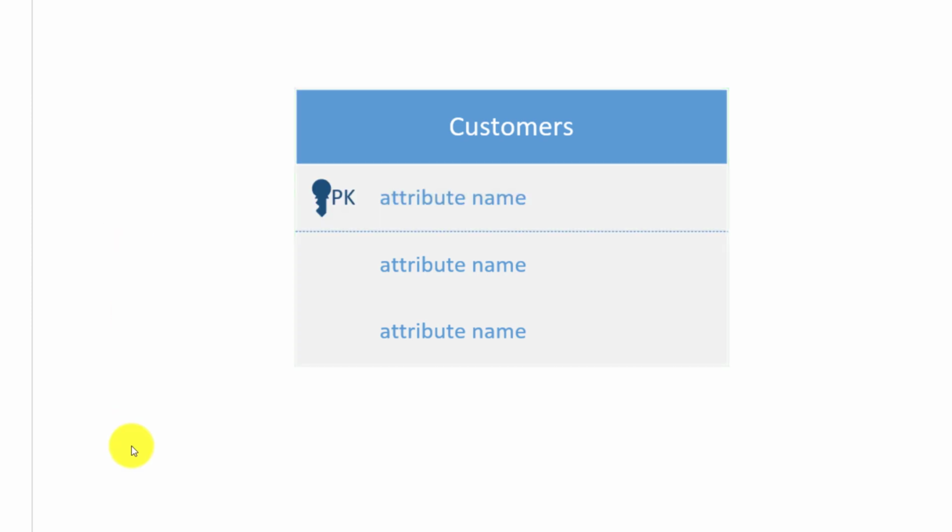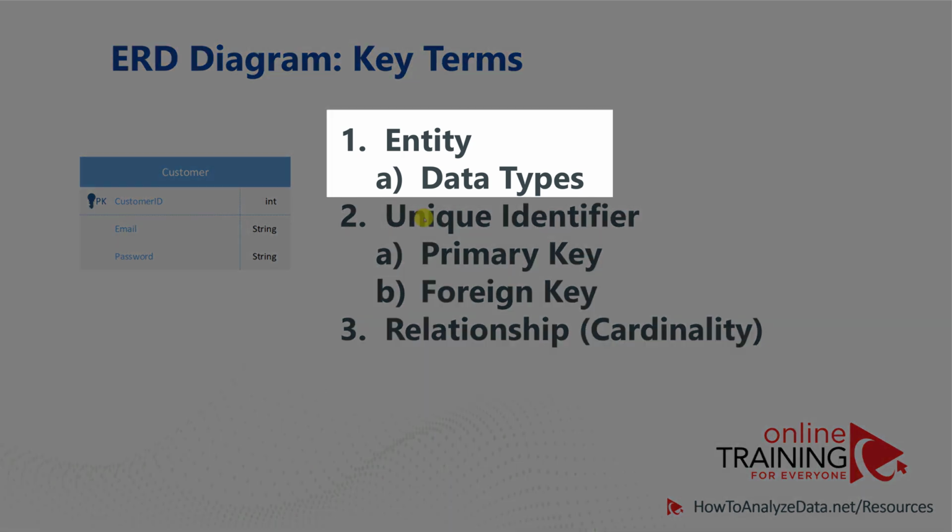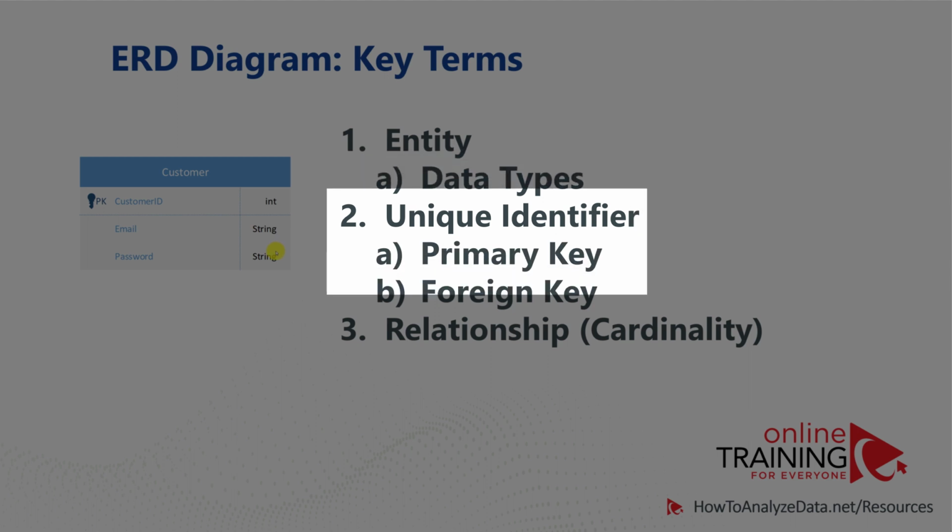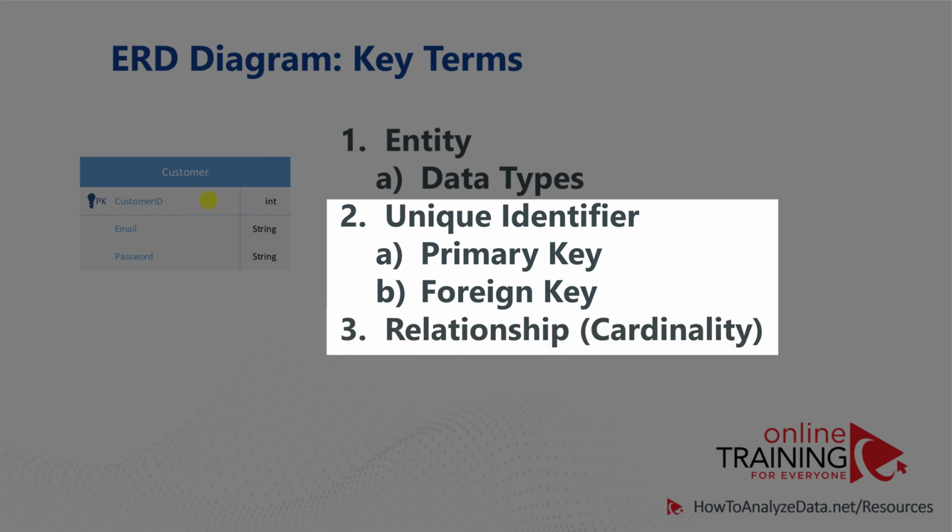But before we go ahead and do it, let's take a look at the key terms used in ERD diagrams. Entity could be presented on ERD diagram without data types. Most of the entities also require unique identifiers. These unique identifiers are called primary key and foreign keys. Primary keys are used on the entity itself to define uniqueness. Foreign keys are used to reference primary keys and typically used to define relationships.